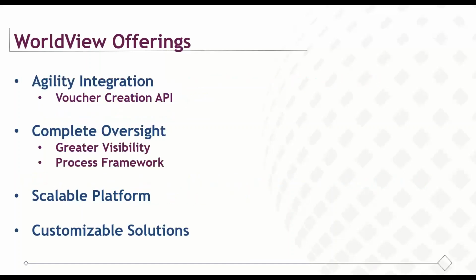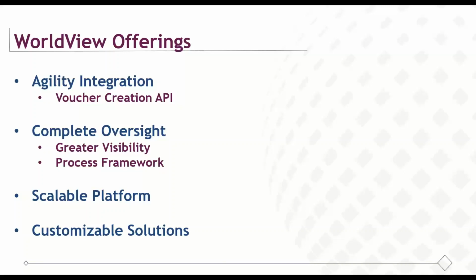So from an offerings perspective, I look at this as some benefits that WorldView can provide. First of all, of course, as you all know, we have the direct integration with Agility. We always want to take advantage of the APIs that they offer in order to export that data over to Agility. We'll speak about the voucher creation API shortly here.